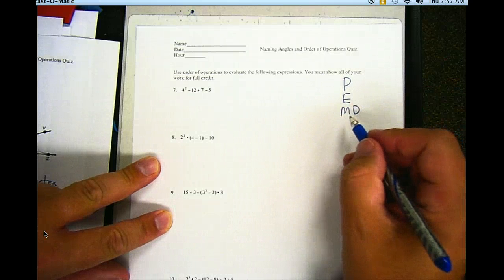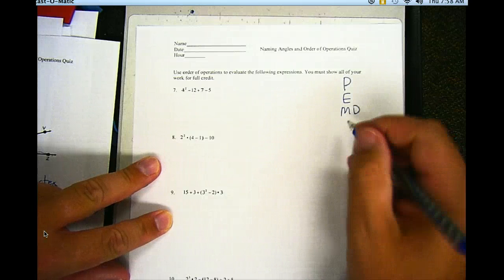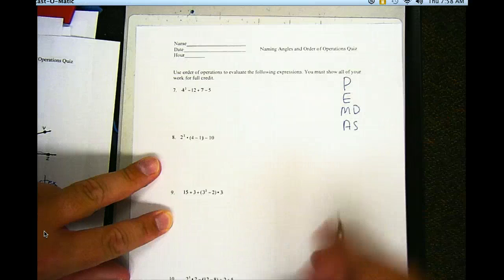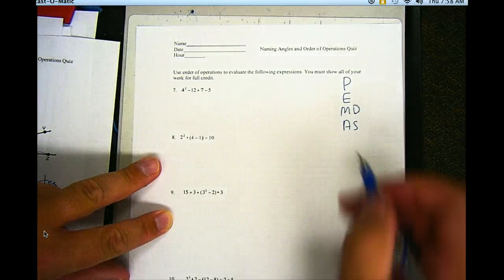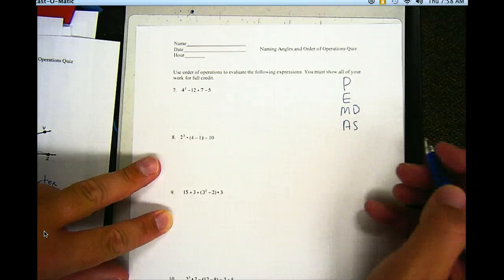When I have both multiplication and division, I do whichever comes first from left to right. And then addition and subtraction are also the same. When I have just addition and subtraction, I do whichever comes first from left to right, just like you read.